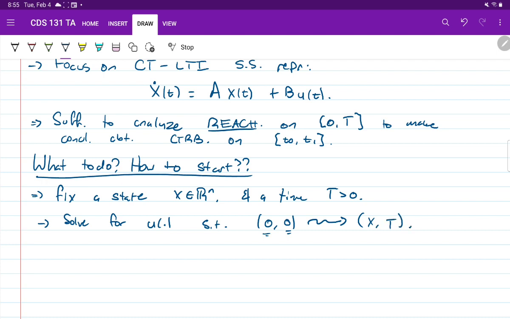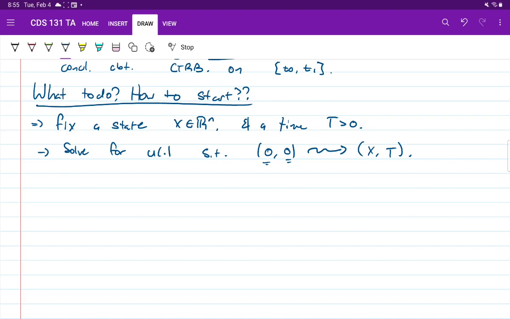This is really the problem that's at the heart of reachability, right? How do I find an input that gets me from 0 to a state where I want to be at a time that's given to me? Okay. So how are we going to do this?